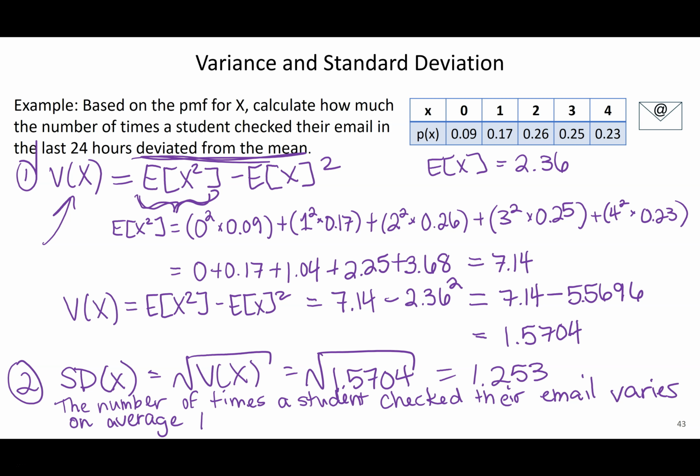So 1.253 times in the last 24 hours. So on average, it looks like students check their email 2.36 times on average, and they varied on average from that average of 2.36, about 1.253 times in the last 24 hours.